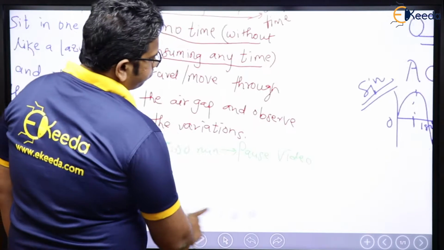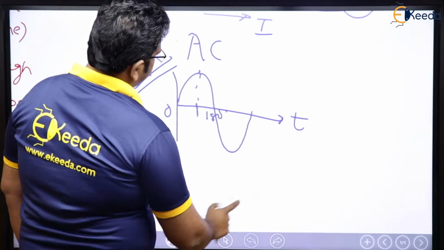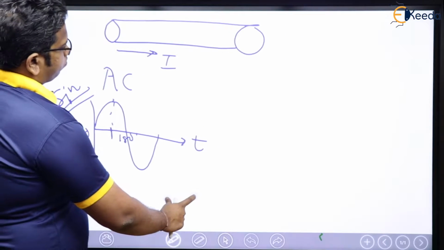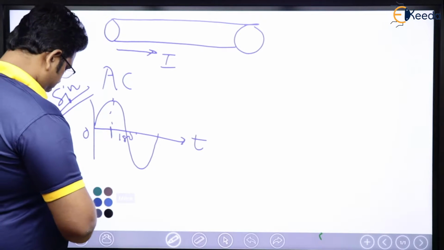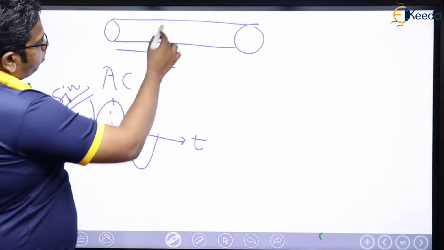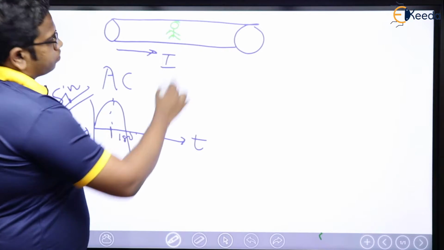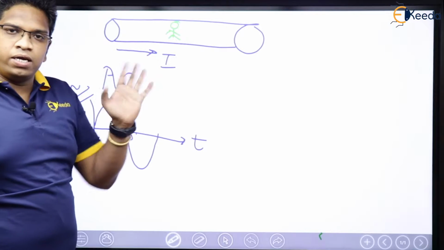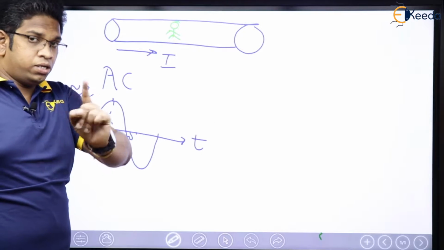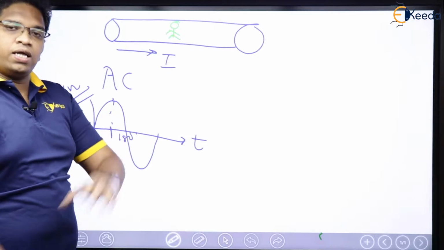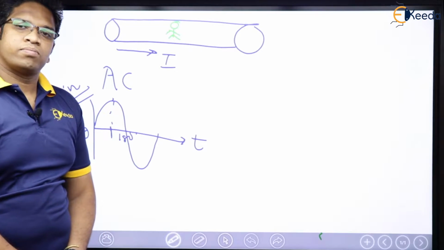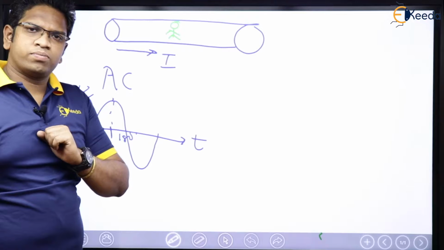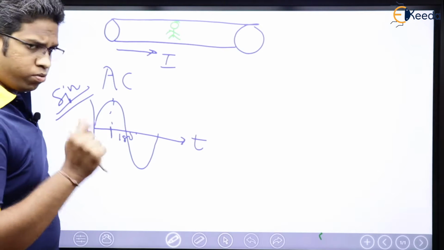Now see here. For example, I am sitting on the conductor. What will I see? I am sitting there like a lazy man. I am not at all moving. Remember my words. Now, what am I going to do? I am just going to observe the variations. What do we mean by observations, sir? Let us see. Come on, focus.